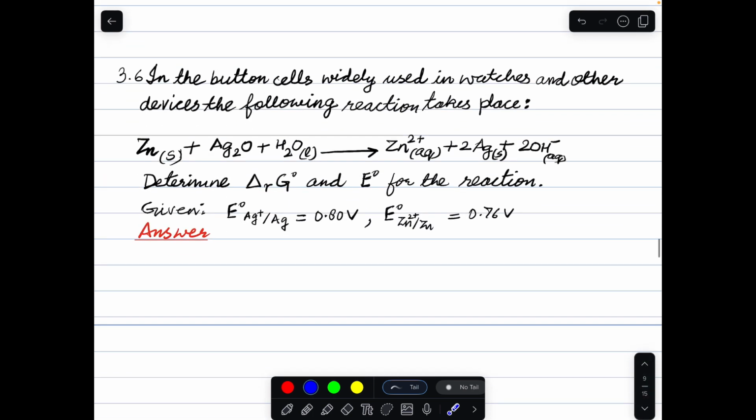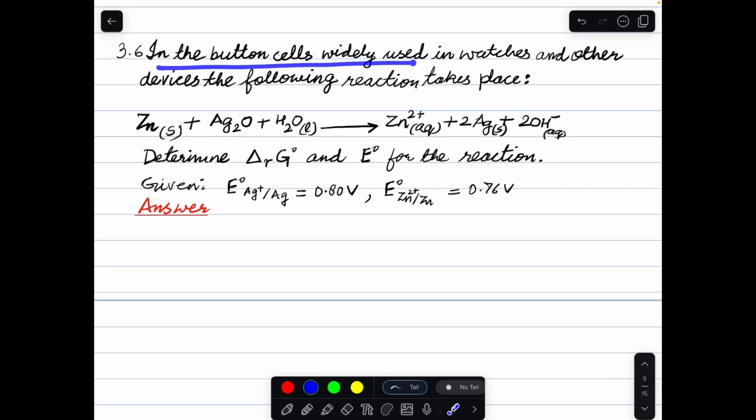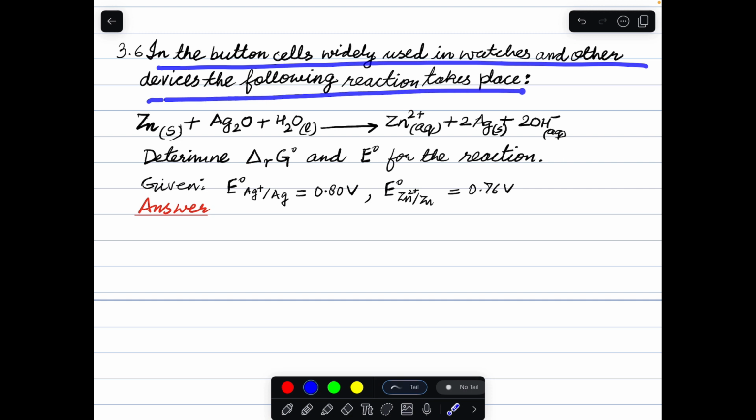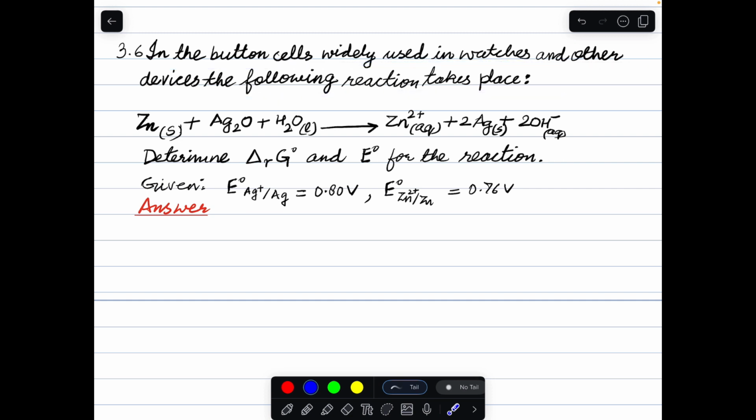So the very first question: in the button cells widely used in watches and other devices, the following reaction takes place. They have given you the chemical reaction and we have to find out the value of standard Gibbs energy and the cell potential. They have given you the values of standard electrode potential for the two half cells or two half reactions. So first let us write down the reactions taking place at the anode and cathode.